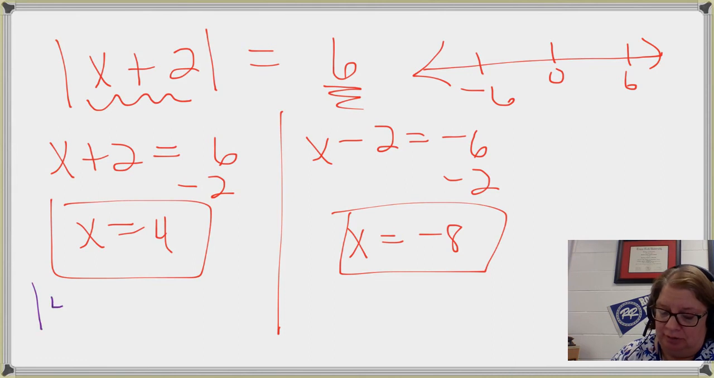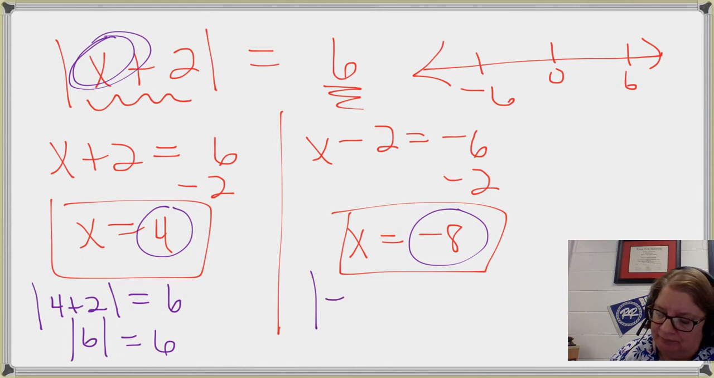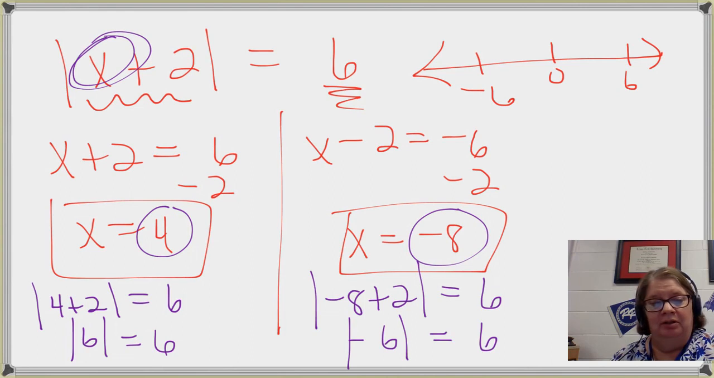In case you don't trust me, I took this 4 and plugged it in for this x. 4 plus 2 is 6. What's the absolute value of 6? 6. Take this negative 8 and plug it in for this x. What's negative 8 plus 2? Negative 8 plus 2 is negative 6. The absolute value of negative 6 is positive 6. So plugging in 4 for x or negative 8 for x gives us an absolute value of 6. That's the concept of an absolute value equation.